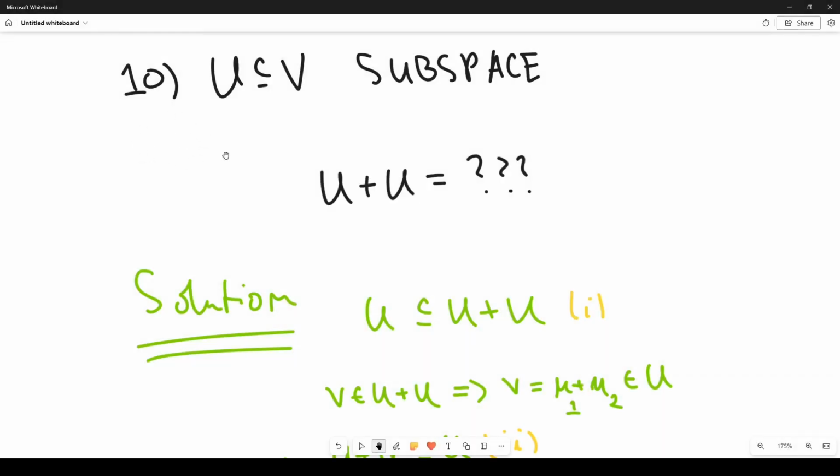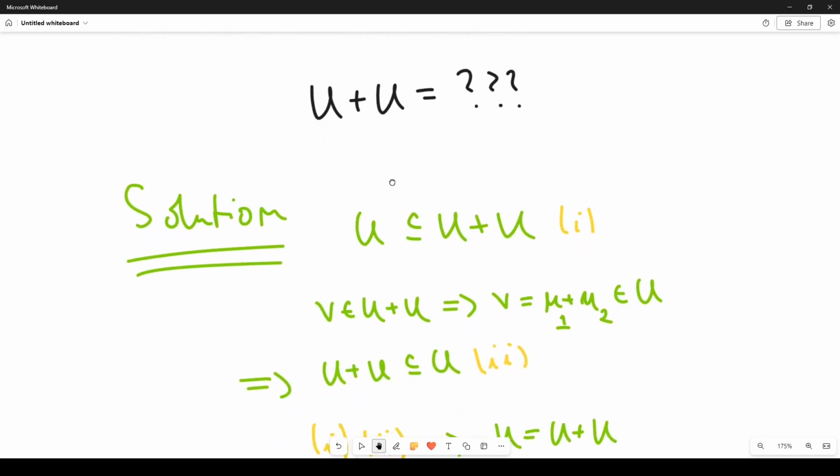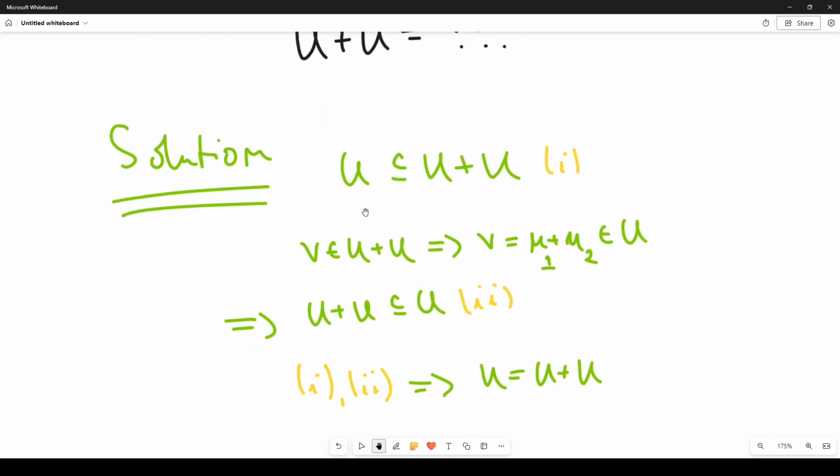Problem number 10. So let us suppose that U is some subspace of our vector space V, and now we're asked to determine what U plus U is equal to. Well, we know for a fact that U is a subset of U plus U, since this sum is the smallest subspace such that it contains both subspaces which appear in the sum, in this case just U. So we have that U is a subset of U plus U.